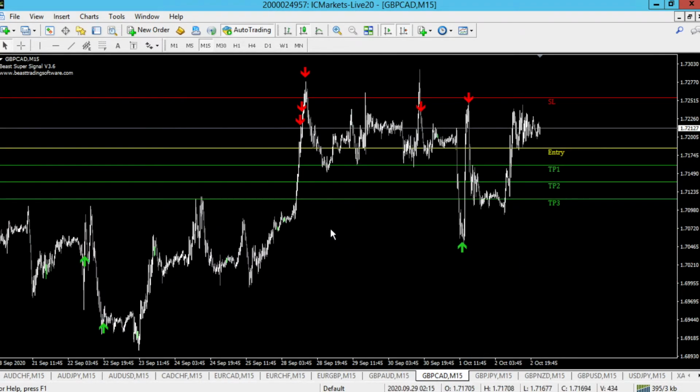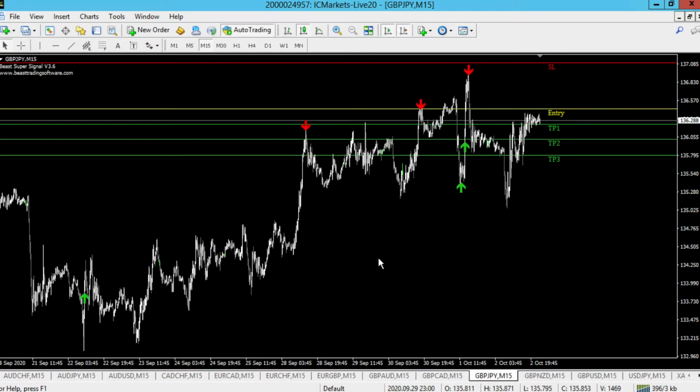The next pair is the pound and Canadian dollar. Here we had a win, there we had a win. Here it looked like we had 2 losses, but we did recover on the next sell signal. This was a win, this was a win, this was a win. So another successful pair overall.